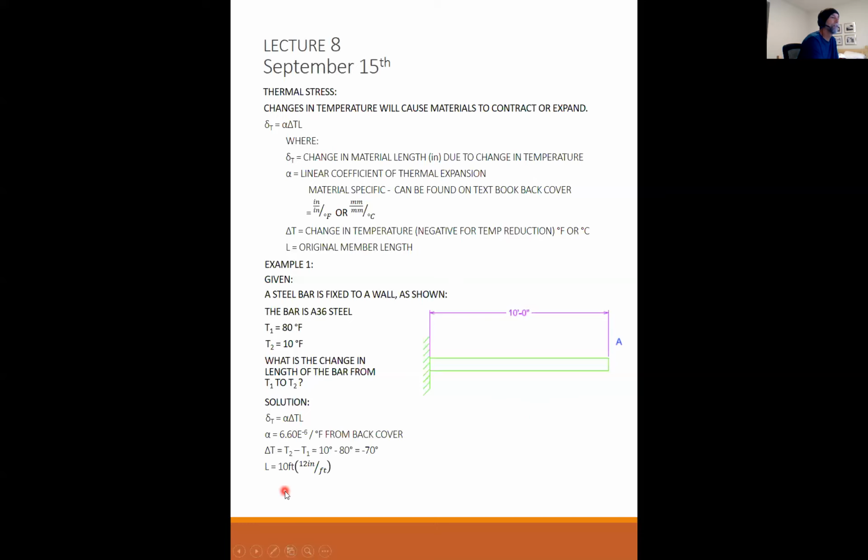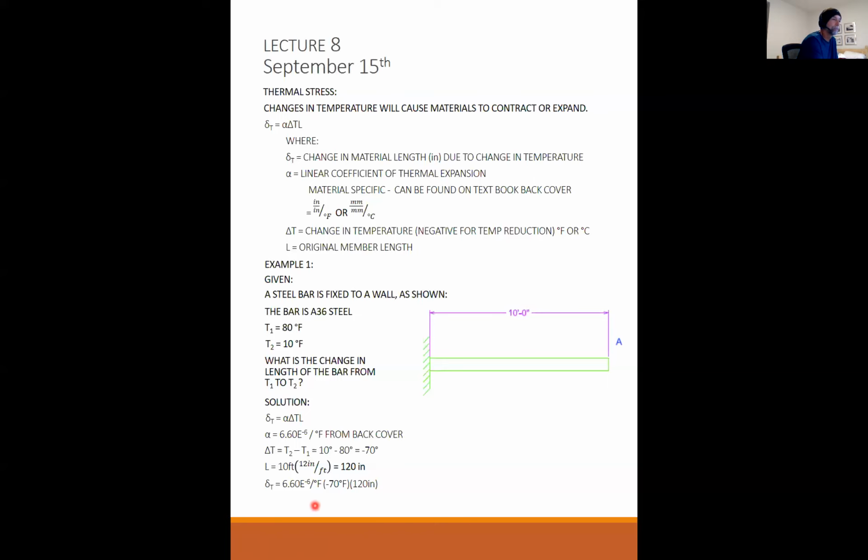My length is 10 feet, but I'm going to convert that to inches. So I multiply 12 inches per foot, and I get 120 inches as my original length. So my expansion or contraction, my change in length, is 6.6 e to the minus 6 per degree Fahrenheit times minus 70 degrees times 120 inches.